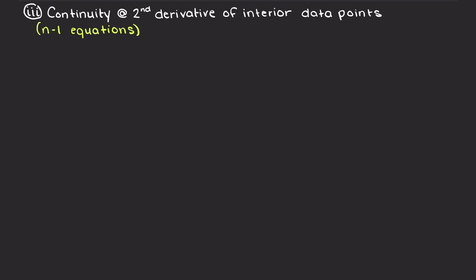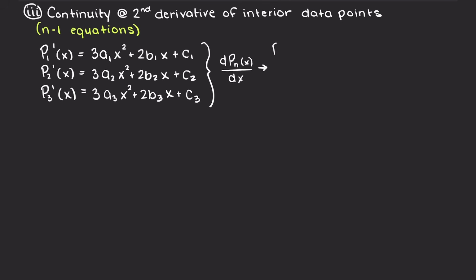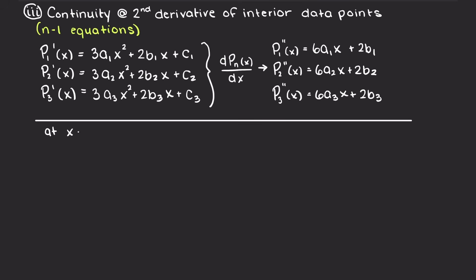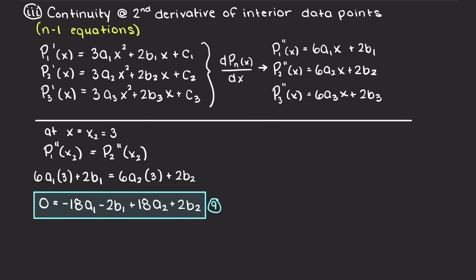Again, like we just previously did, we can do the same thing with second derivatives as we know we have continuity there as well. And this will also give us n-1 equations. To get the first equation here, we are going to take the derivative of our previously calculated first derivative of p1 and p2. Then we are going to equate them and plug in our x value where the continuity is occurring, which is x equals 3. This works out to the following equation, and I'm just going to rearrange it, such that all variables are on one side and the constant on the other side.